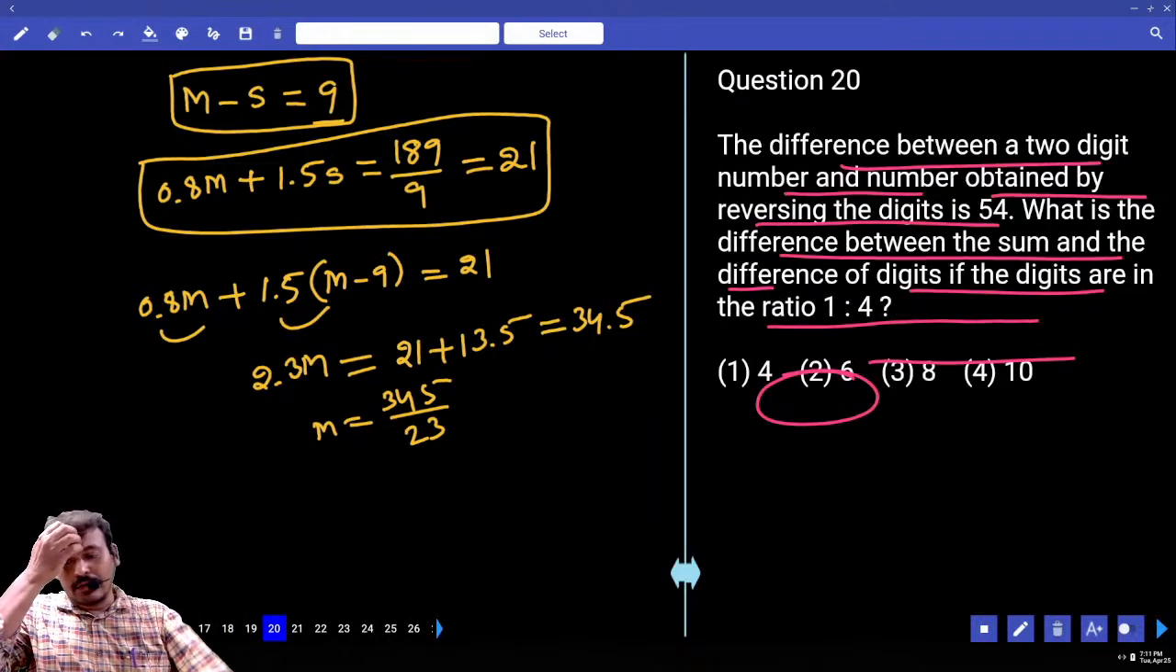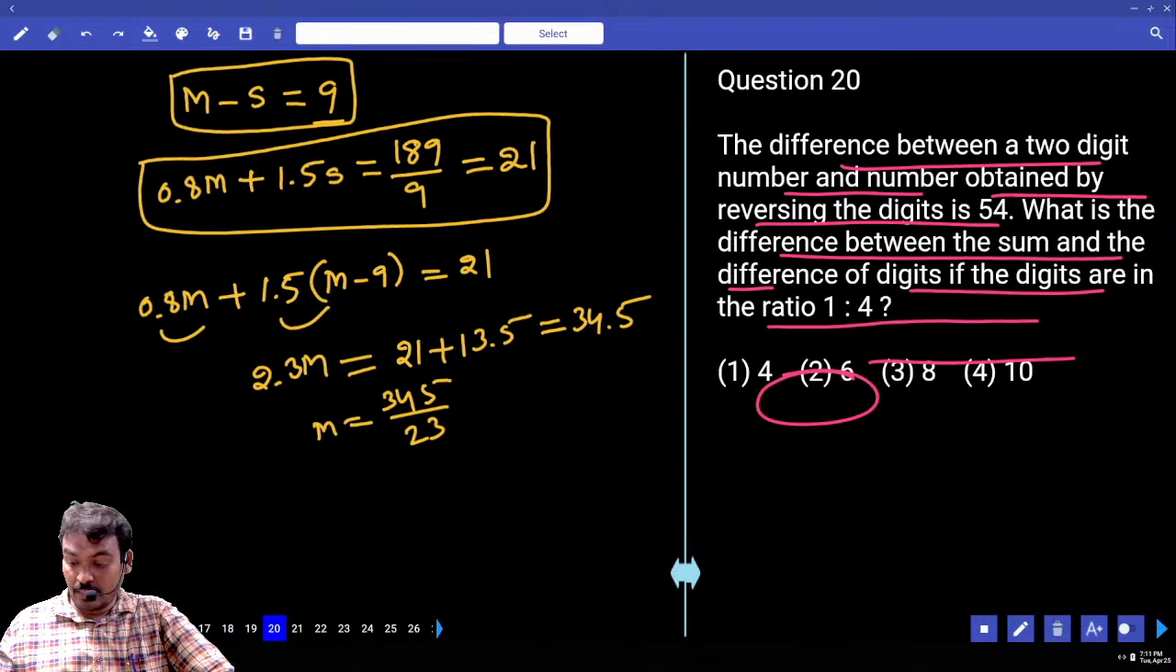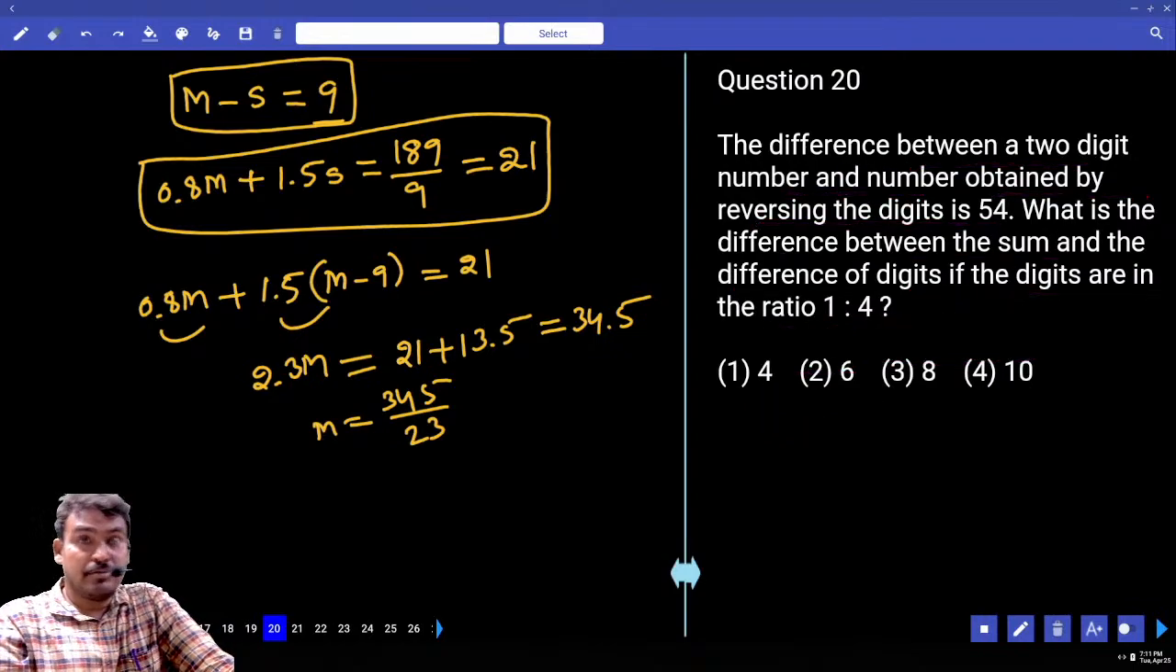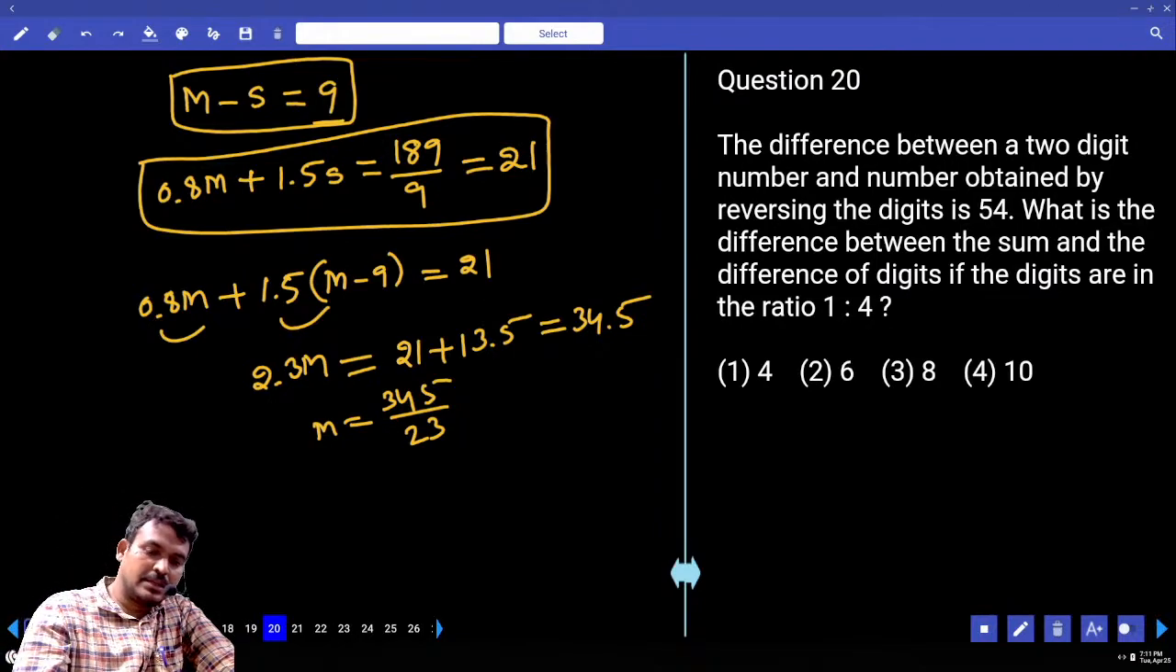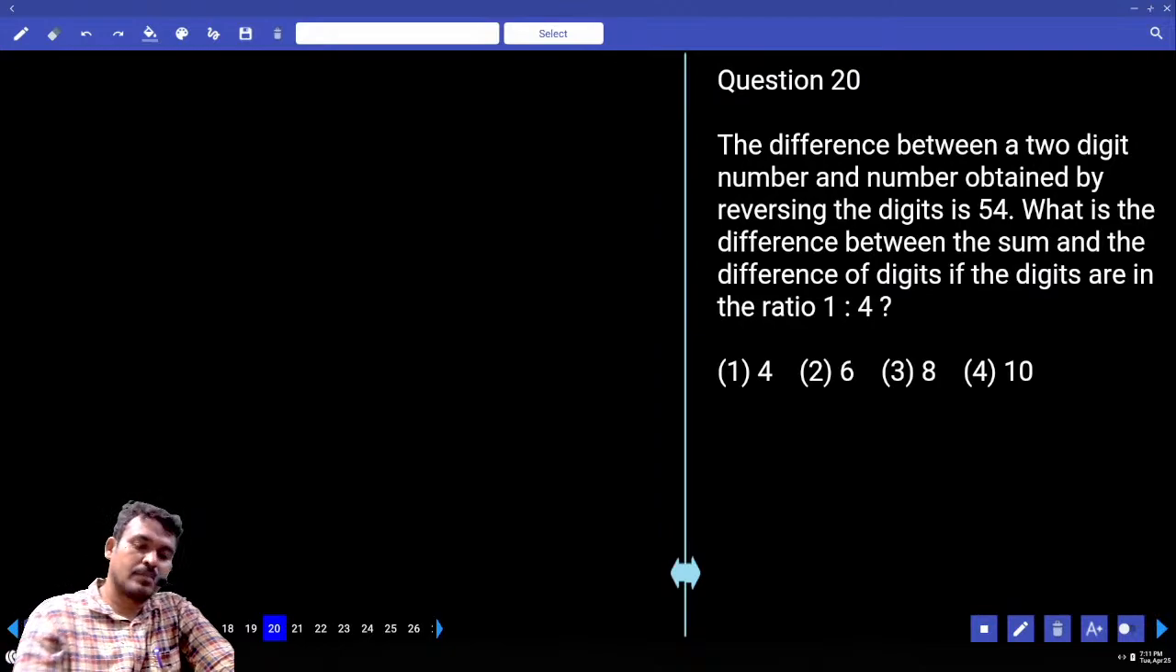Question number 20. The difference between a 2-digit number and the number obtained by reversing the digits is 54. What is the difference between the sum and the difference of the digits if the digits are in the ratio of 1:4? Digits are in the ratio of 1:4.